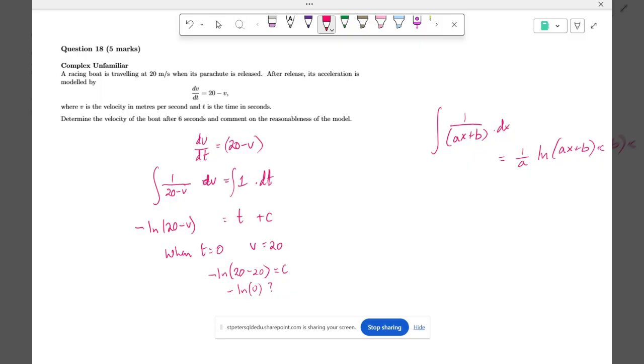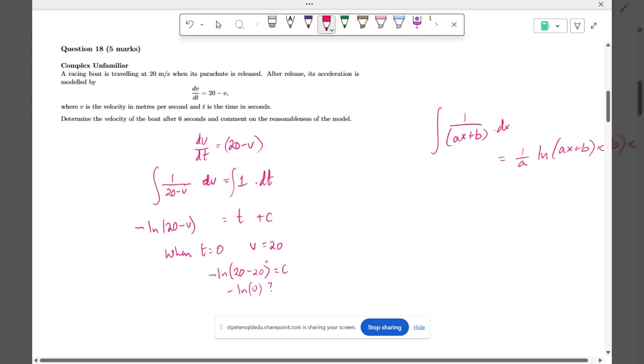And this is where AI has tried to write the question, and it's made one that doesn't really work very nicely. We can't just substitute in at this point. It doesn't give us values that work because I can't find the log of 0. What's actually happened is because the racing boat is traveling at 20 meters per second, and then its acceleration is 20 minus whatever the velocity was at the time, well, the initial velocity was 20. That means its rate of change was 0. It wasn't accelerating the whole time. We were expecting negative acceleration because a parachute would slow it down. But this didn't slow it down at all.